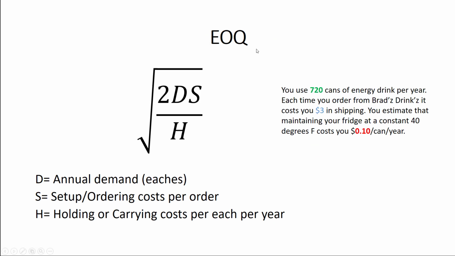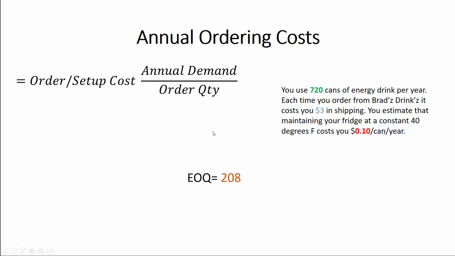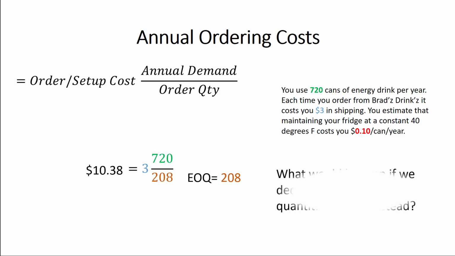So again, we'll work through this problem to find EOQ, and we get the same answer as we did before. So we're going to round to 208. We simply fill in our numbers here, and we get an annual ordering cost of $10.38.